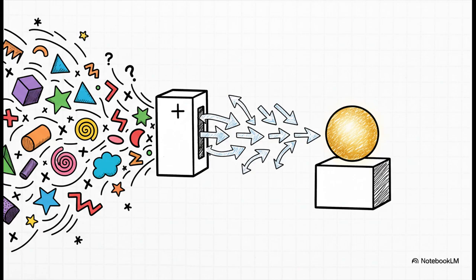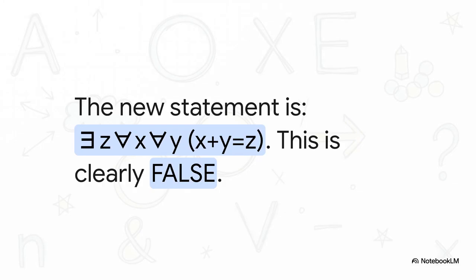Let's translate our new, reordered statement back into plain English. It's now saying this: there exists some single magic number z, such that for all possible numbers x and y, their sum is always that same z. I mean, that's just ridiculous, right? There's obviously no single magic number that is the answer to every addition problem in existence. By making one tiny change, just swapping the order of our quantifiers, we went from a universal truth to something completely false. See? The order is everything.